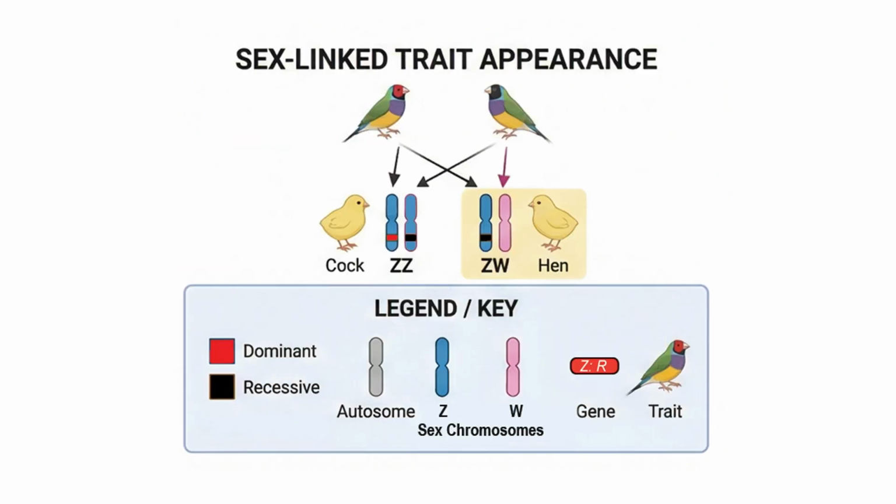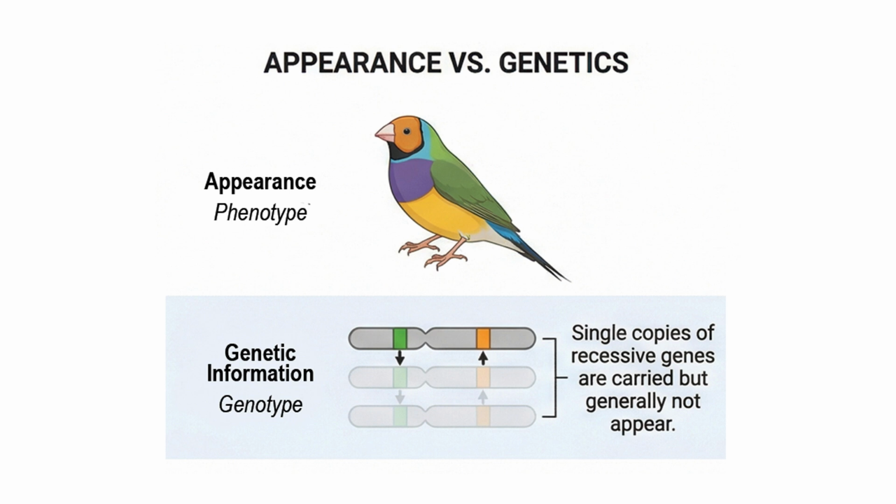Let's look at the appearance of a sex-linked trait. A recessive black-headed gene in a cock will not be seen because it is recessive to the dominant red-headed gene. However, it will be seen in the hen because she only has one sex-linked gene carrying information. Two other words to understand are phenotype and genotype. Phenotype is the appearance, and genotype is the genetic information.